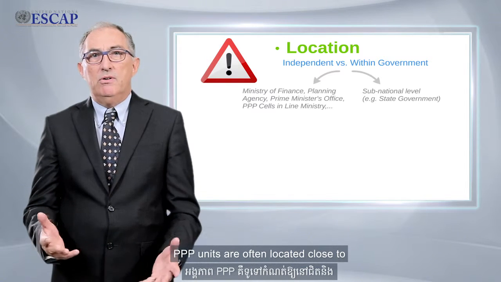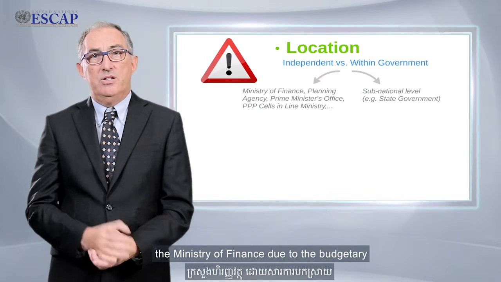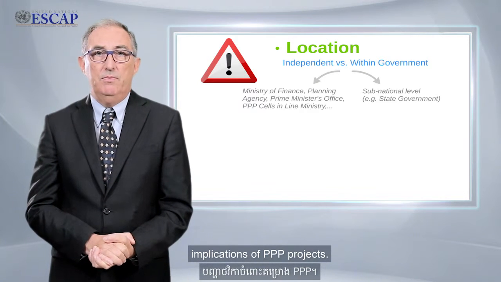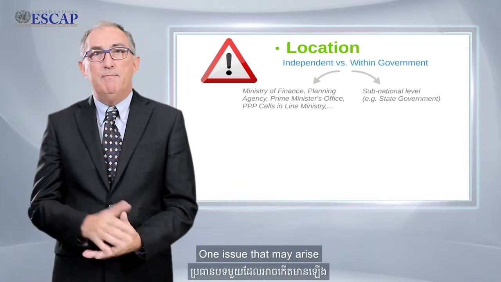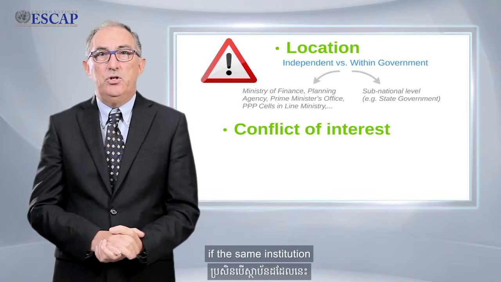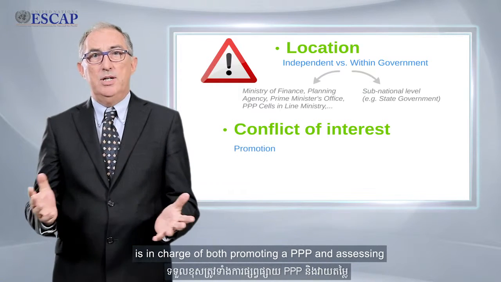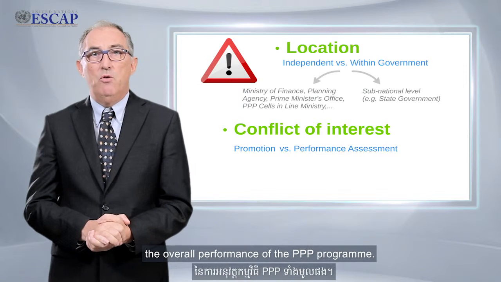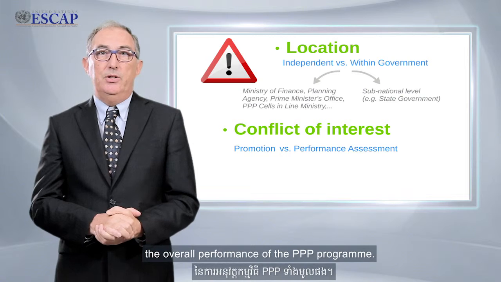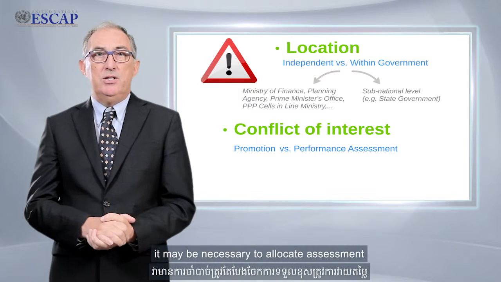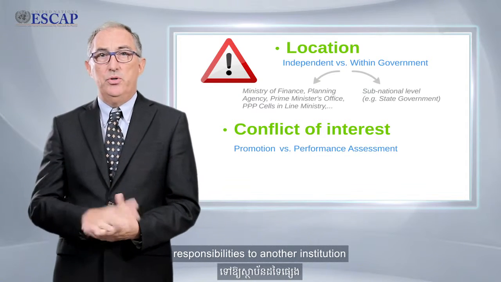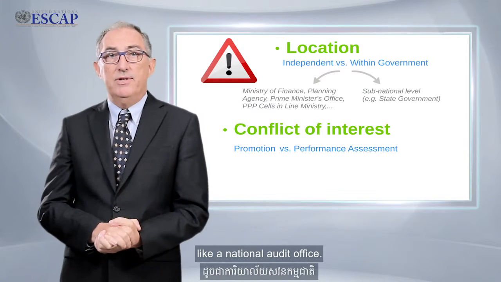PPP units are often located close to the Ministry of Finance due to the budgetary implications of PPP projects. One issue that may arise is the potential for conflicts of interest if the same institution is in charge of both promoting a PPP and assessing the overall performance of the PPP program. To prevent this conflict, it may be necessary to allocate assessment responsibilities to another institution, like a national audit office.